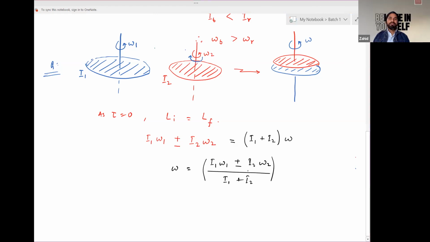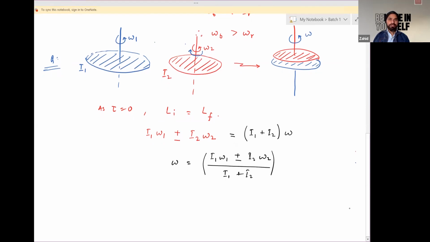This is the first expression for calculation of angular velocity on combining them. Now there will be another question to find energy. In the last class, I defined how to calculate kinetic energy of a rotating body. So kinetic energy initial, for a disk having moment of inertia I and angular velocity omega, will be half I1 omega 1 square. For the second part, it will be half I2 omega 2 square. So this will be the initial kinetic energy.